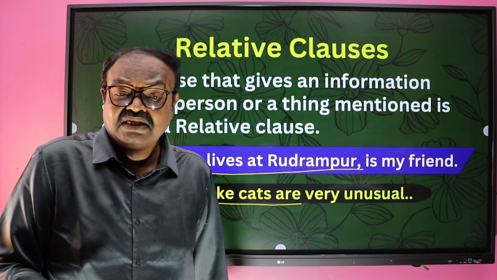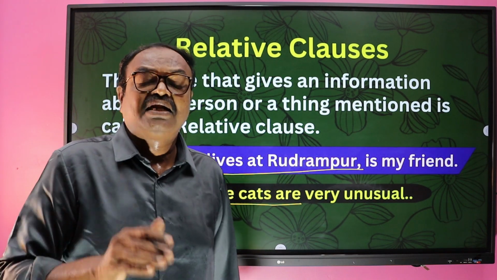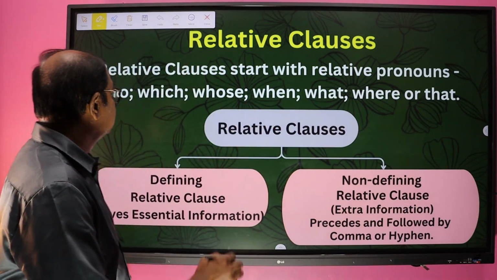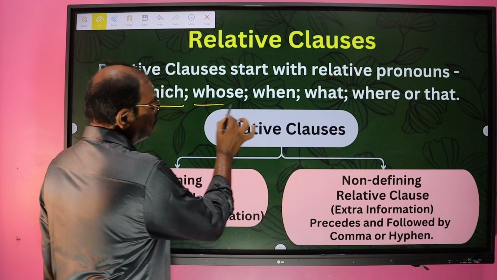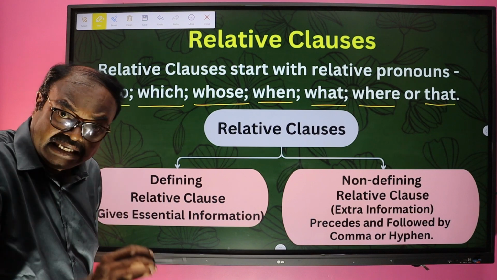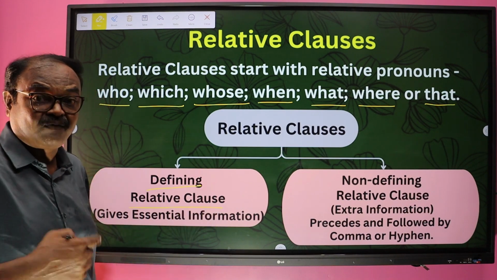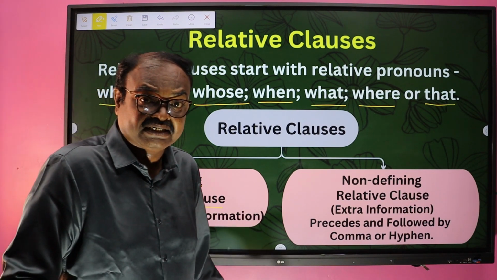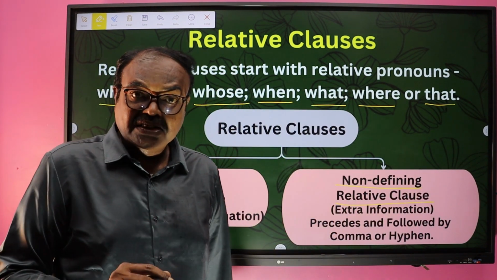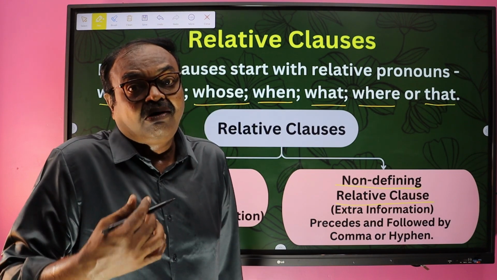A relative clause is nothing but a clause that gives information about a noun of a sentence. Be careful about that. Relative clauses start with relative pronouns. See here: who, which, whose, when, what, where, or that. Relative clauses are again divided into two: defining relative clauses and non-defining relative clauses.